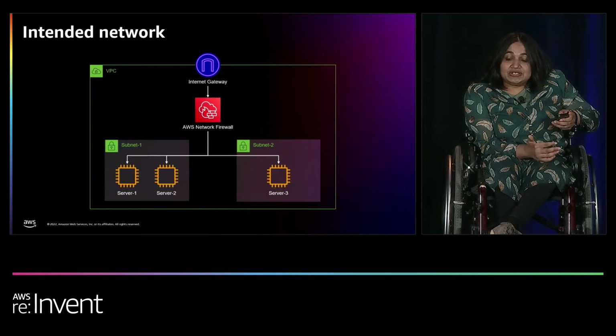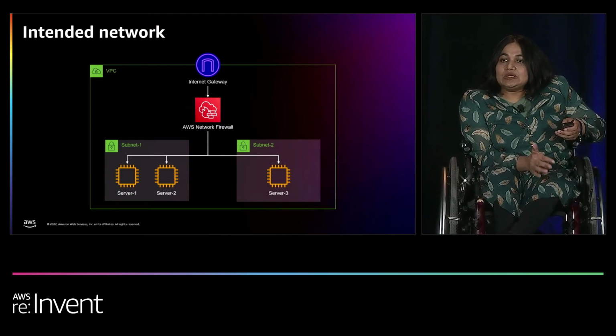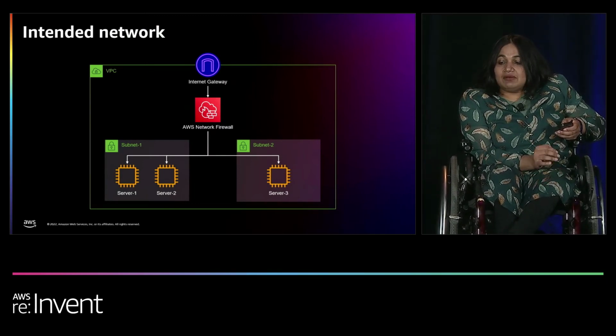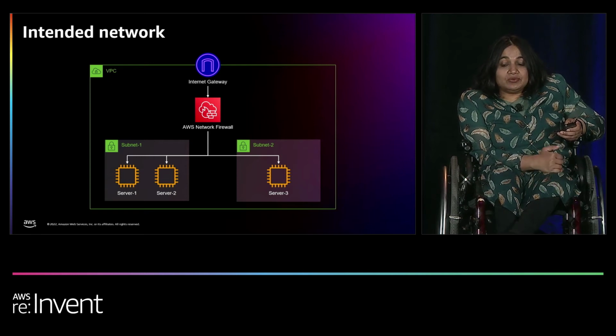Now, let's imagine we want to build a network that looks like this. Here we have two subnets, both fronted by an AWS Network Firewall. And we can clearly see from the picture, all network traffic goes through the firewall. So we're done, right? Not exactly.